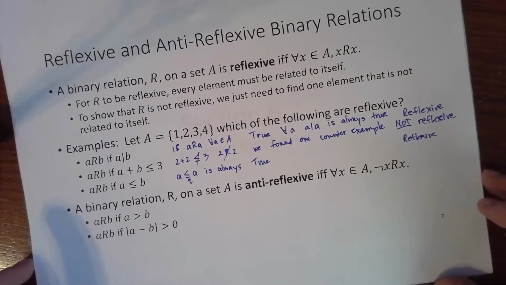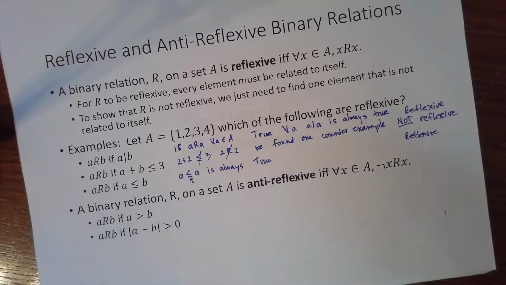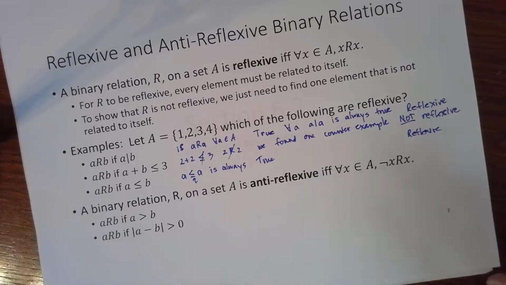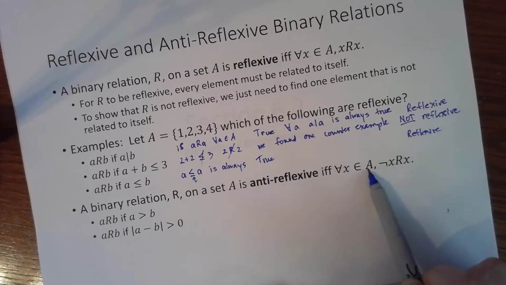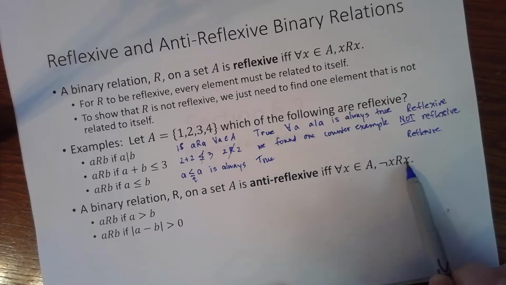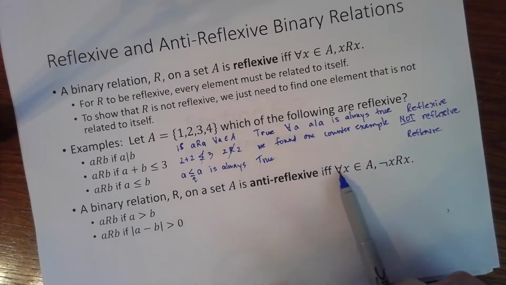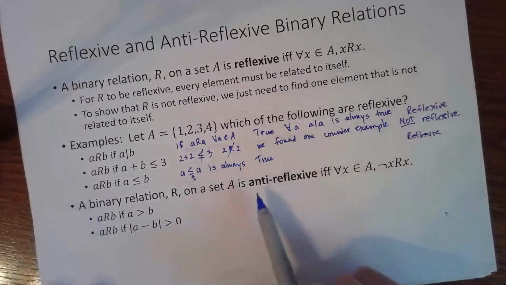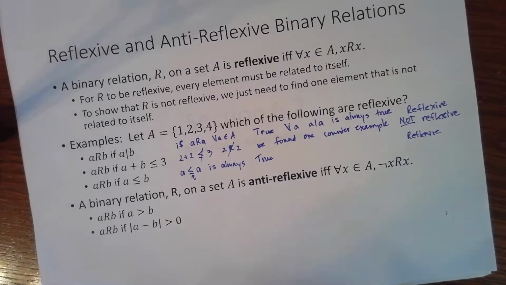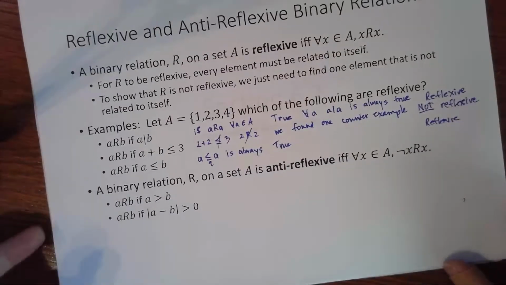And then we have a related idea, anti-reflexive. A binary relation on a set is anti-reflexive if and only if for every element x in the domain it is not true that x is related to itself. So that means that there does not exist a single x that is related to itself, because it's always not related. All right, so that's the idea.